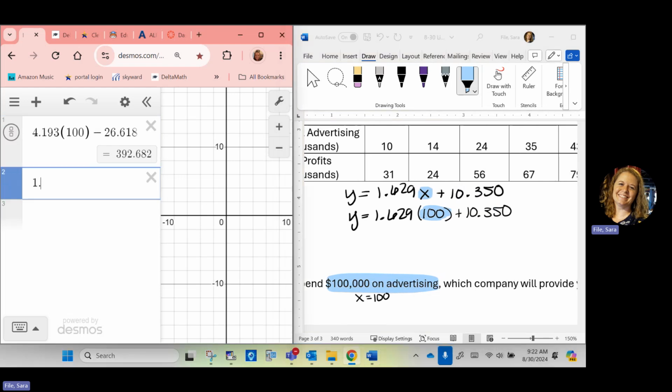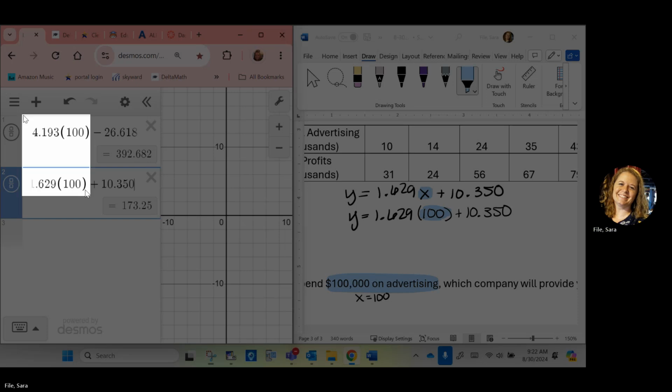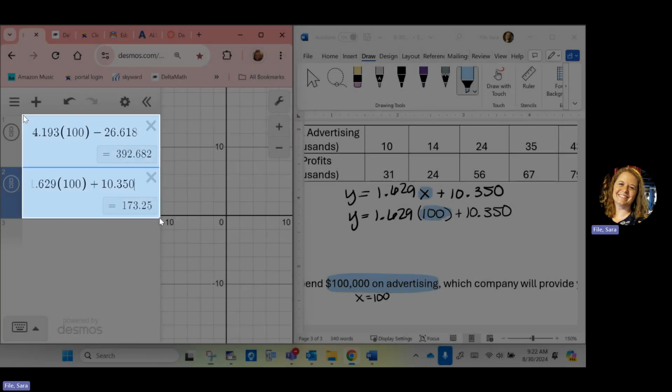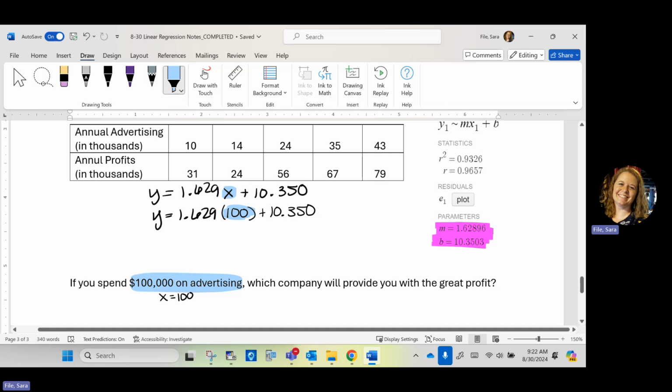Okay, so it's 1.629 times 100. This time it's plus 10.350. So looking at that, which provider provides the larger profit when I'm comparing this?